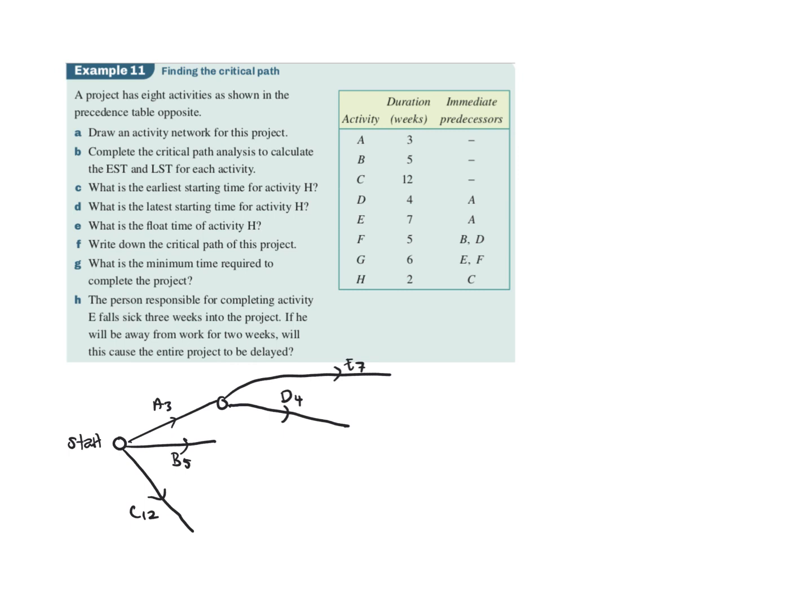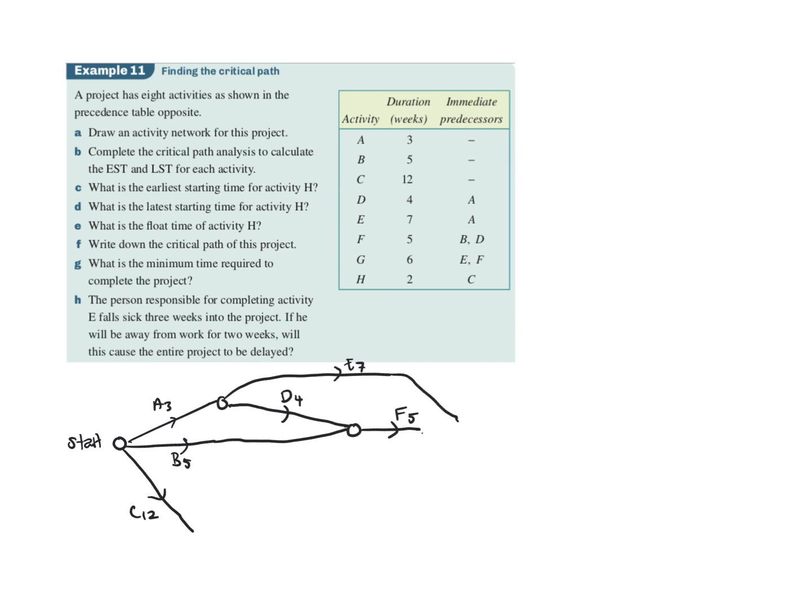Now I'm up to F, which is B and D. So I might draw into here, those ones. And then I've got F, which is 5. Okay, I've done that one. And then we've got G, which has E and F.